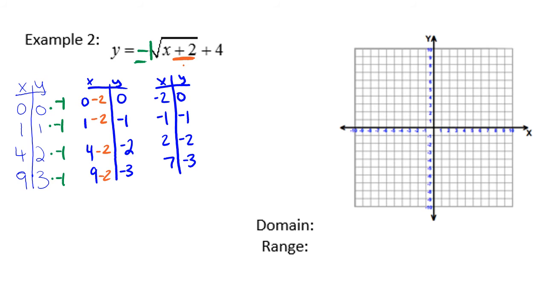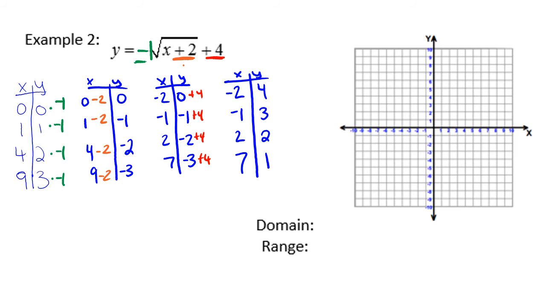For our third move, we have a +4. That's our vertical shift. So I'm going to add 4 to my y values. That creates a new table and our final table. Our y values are now 4, 3, 2, 1.